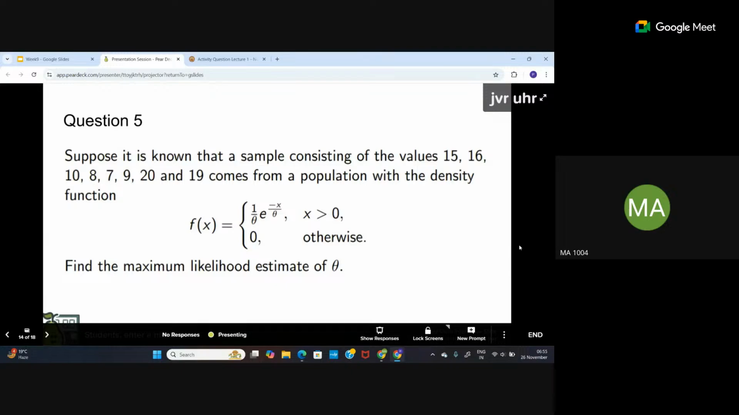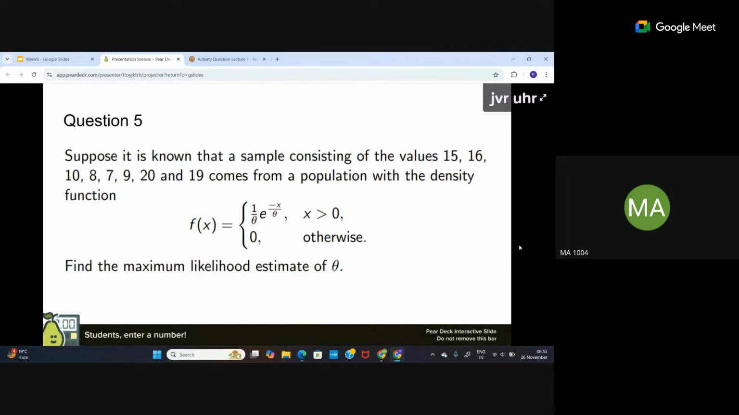So question number 5 is: suppose it is known that a sample consisting of the values 15, 16, 10, 8, 7, 9, 20, and 19 comes from a population with the density function 1 upon theta, e to the power minus x divided by theta. So here also we have to find the maximum likelihood estimate of theta.